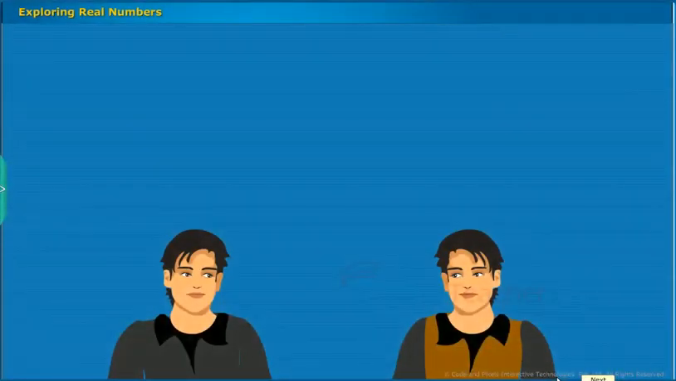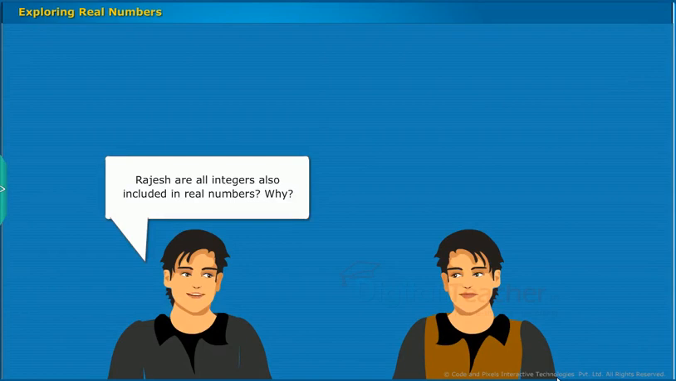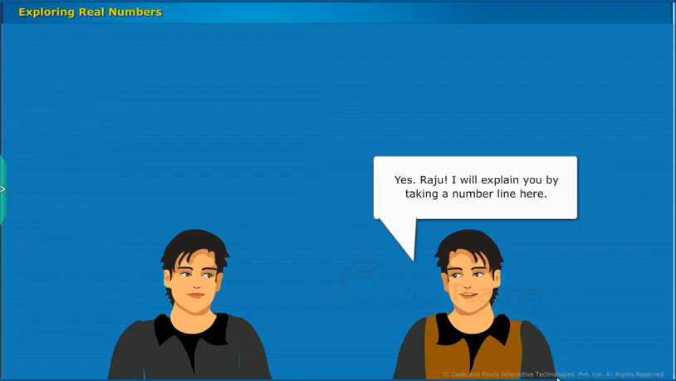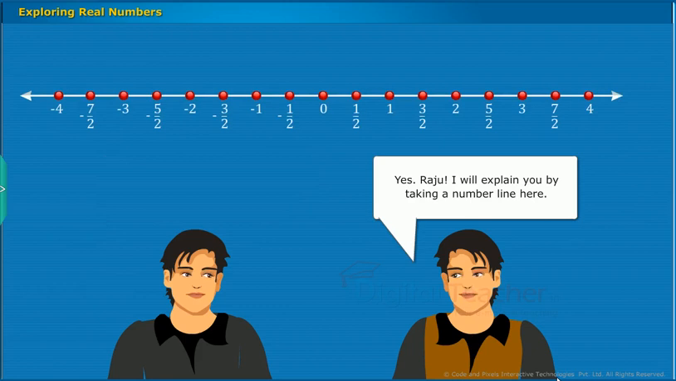Let us see a discussion between Raju and Rajesh about real numbers. Raju: Rajesh, are all integers also included in real numbers? Why? Rajesh: Yes, Raju, I will explain to you by taking a number line here.